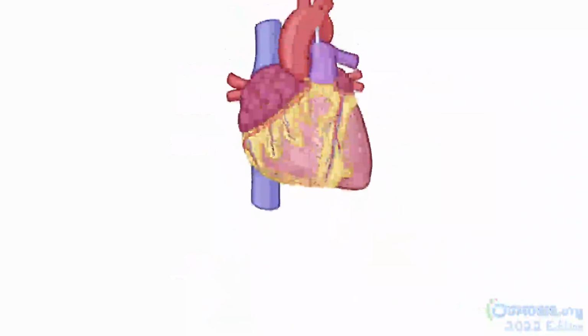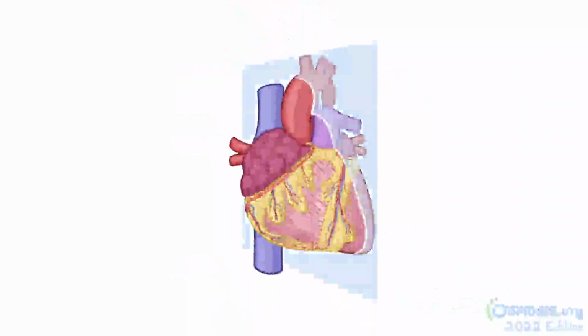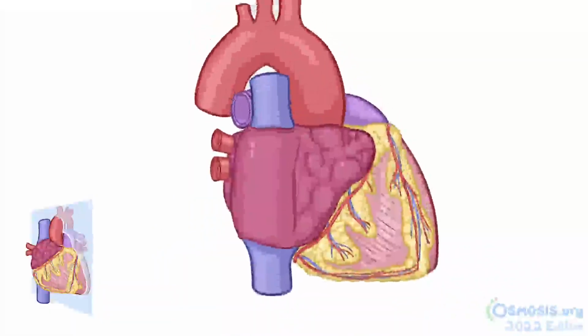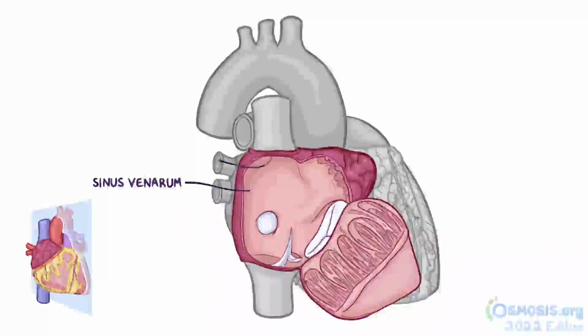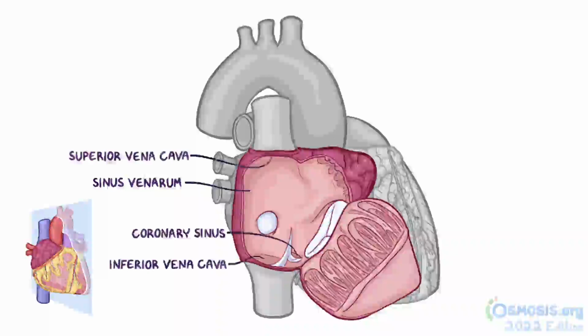Now let's have a look at each chamber of the heart, starting with the right atrium. This is a right anterolateral view of the heart where we dissected the right atrium in order to see its contents. The right atrium has a smooth, thin-walled posterior part called the sinus venarum, where both superior and inferior vena cava, as well as the coronary sinus, open.